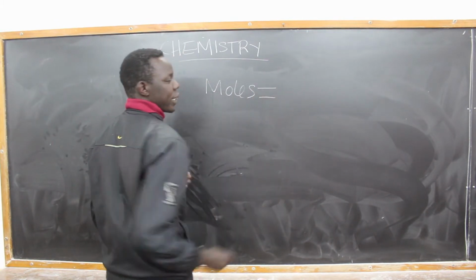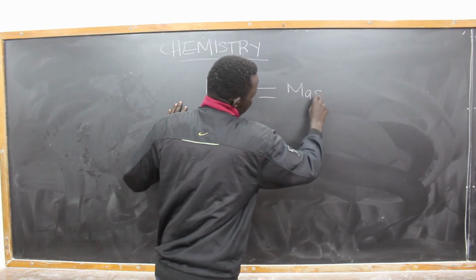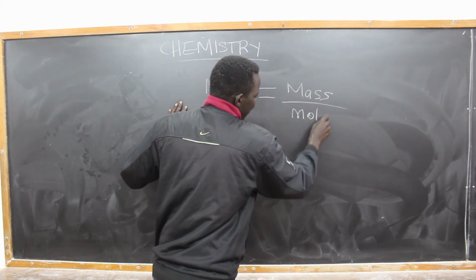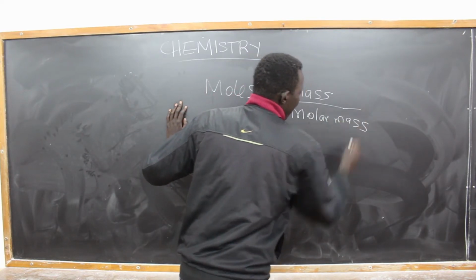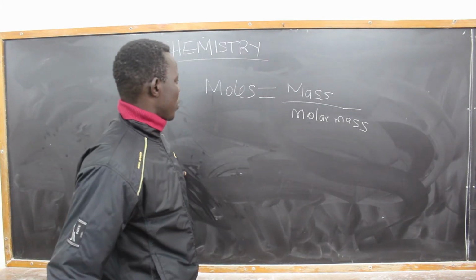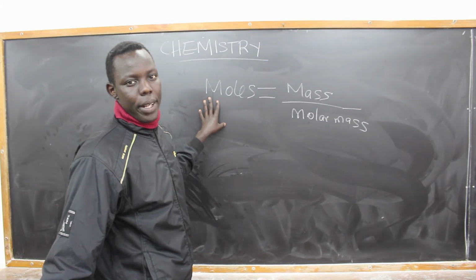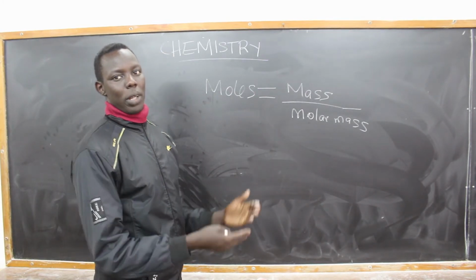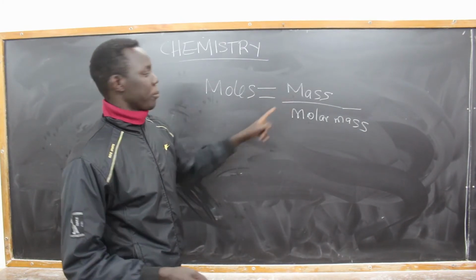Moles is given by mass over molar mass. Imagine just having a very simple formula like this. Then again, in form theory, you know how to make one the subject of the formula. I can decide to make mass the subject of this formula.